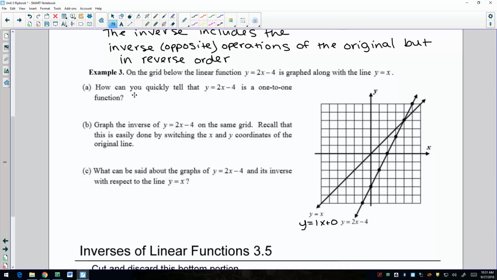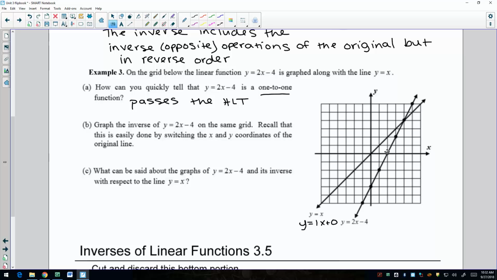Back up in part A, it says, how can you quickly tell that y equals 2x minus 4 is 1 to 1? Well, remember, to tell if it's 1 to 1, we talk about the horizontal line test. So you can say it is 1 to 1 because it passes the HLT, the horizontal line test. Part B says graph the inverse of 2x minus 4.